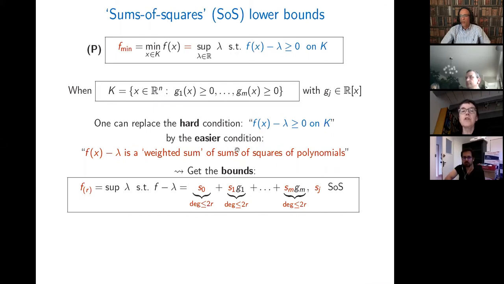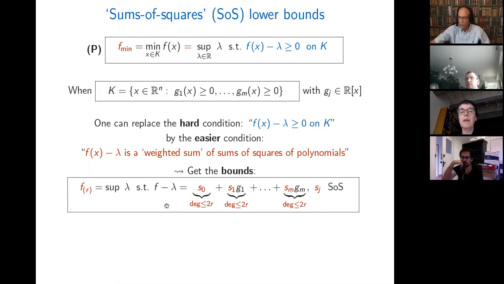And this easier condition is saying that we try to write f minus lambda as a weighted sum of sums of squares, so such a decomposition, where the weights are the constraints defining the set K. So we are now searching for the largest scalar lambda for which f minus lambda admits such a decomposition S0 plus S1 G1 plus ... plus SM GM, where the Sj are the unknowns, which are sums of squares of polynomials. And we put ourselves a degree bound on the degree of these unknown sums of squares.